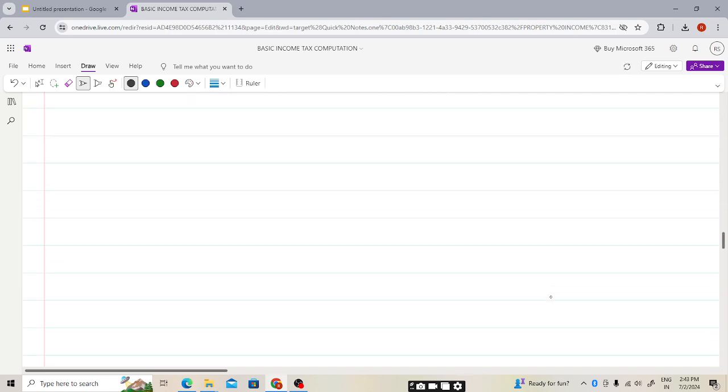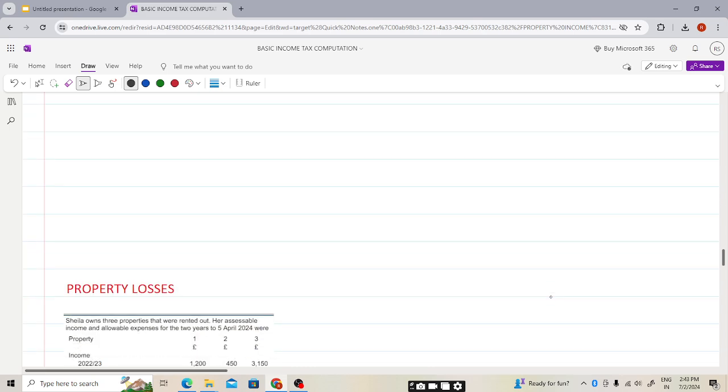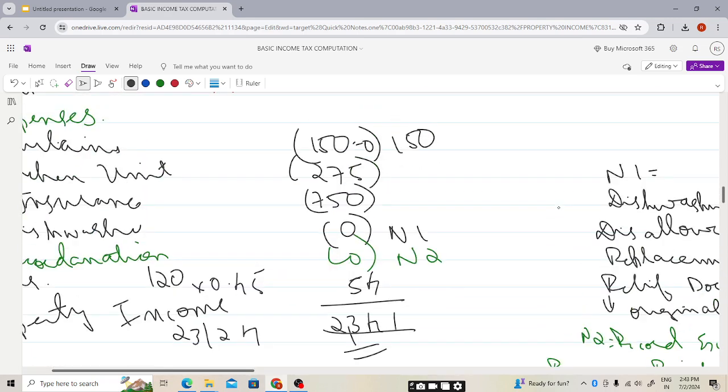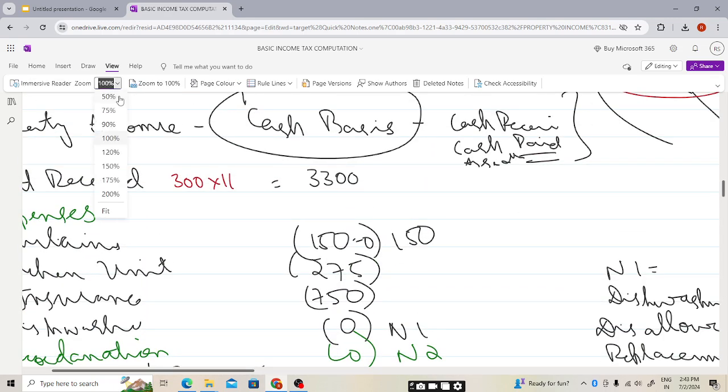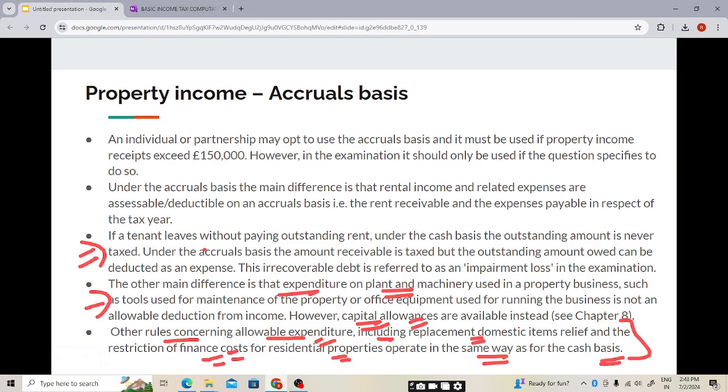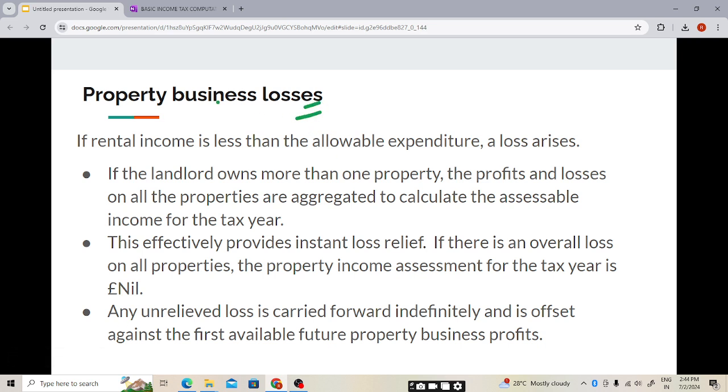So you will not have any confusion in these topics, I hope. Accrual basis and cash basis are very clear to all of you, I hope. Now we will be moving further. The only difference is the capital expenditure on plant and machinery. Under the accrual basis you get capital allowance, but under the cash basis the whole amount will be deductible. Replacement relief, finance cost and others work the same way, no differences.